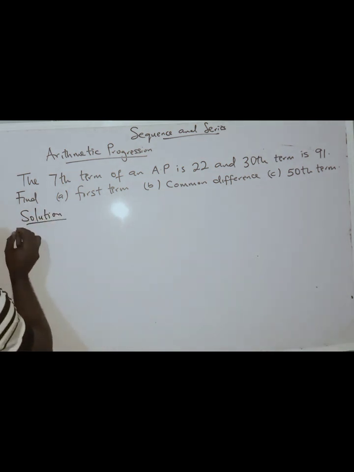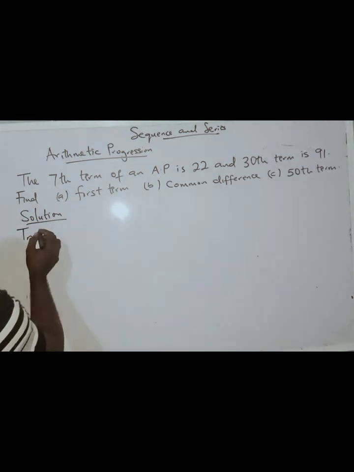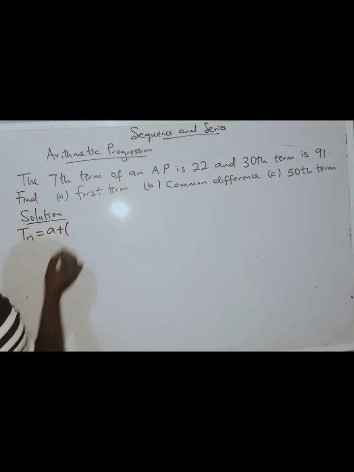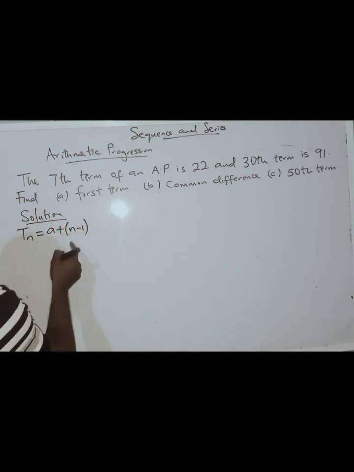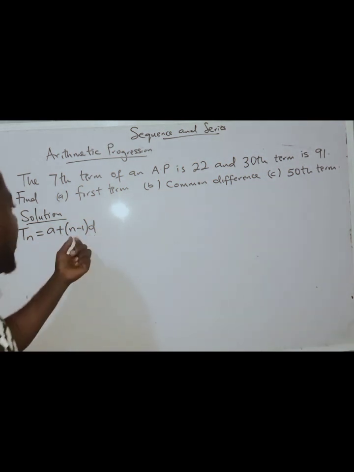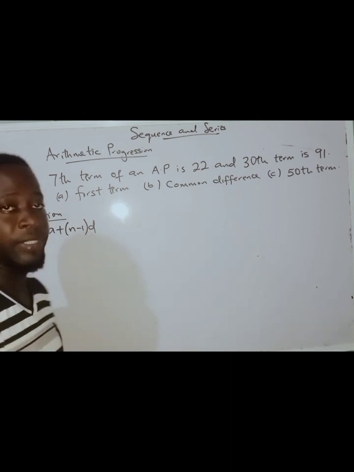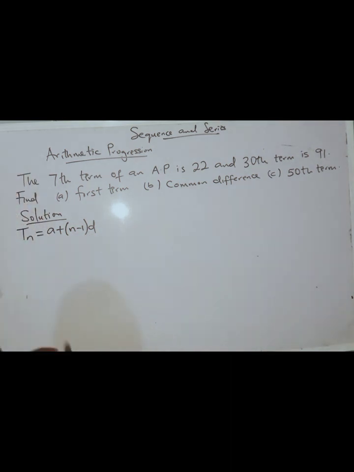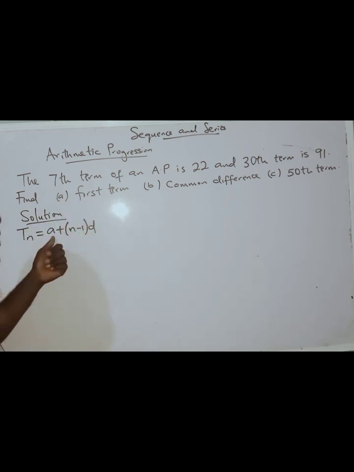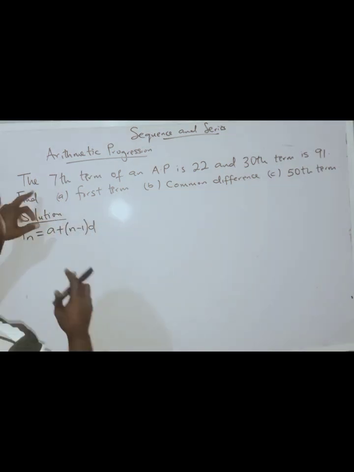The formula is Tn, or you can use Un, or you can use An. Tn equals A plus open bracket n minus 1 close bracket d. Now this is our formula for arithmetic progression, where A is the first term, n is the number, and d is the common difference. Now you notice that we are asked to find the first term, and the first term is denoted with A.